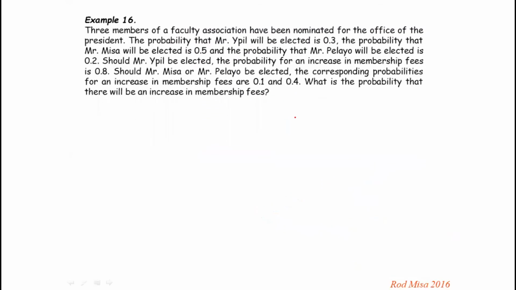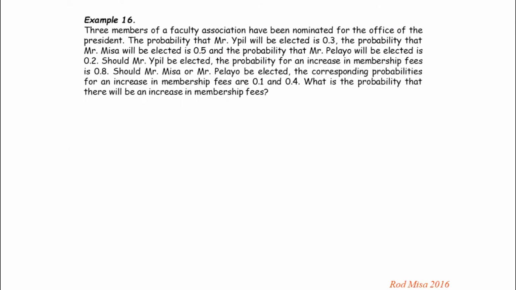Now, let us proceed to our next example here. Three members of a faculty association have been nominated for the office of the president. The probability that Mr. Ipple will be elected is 30%.